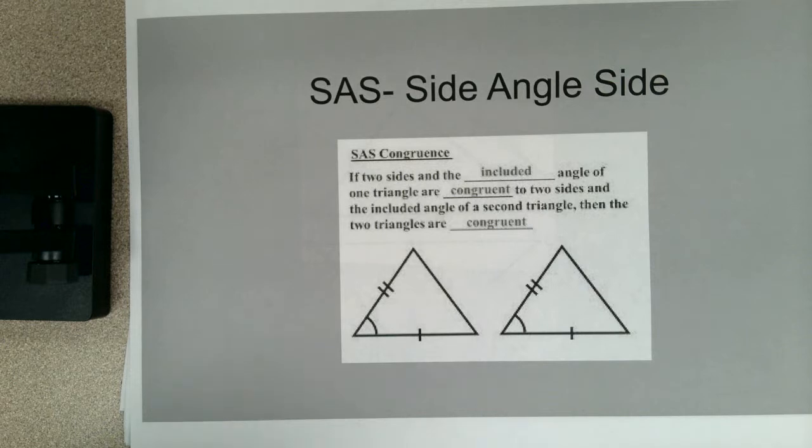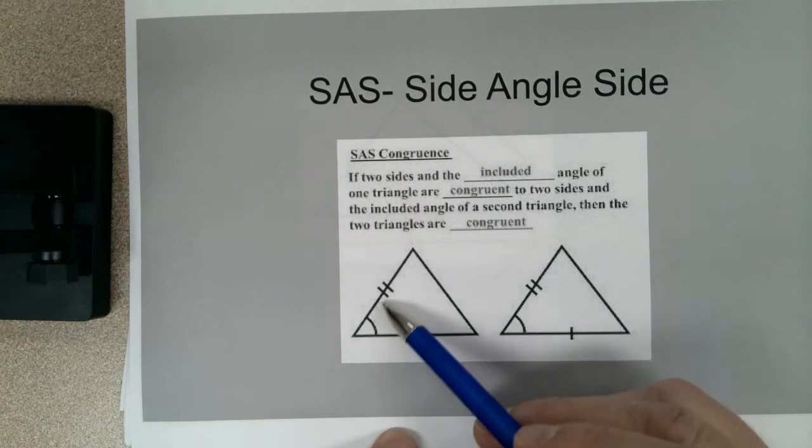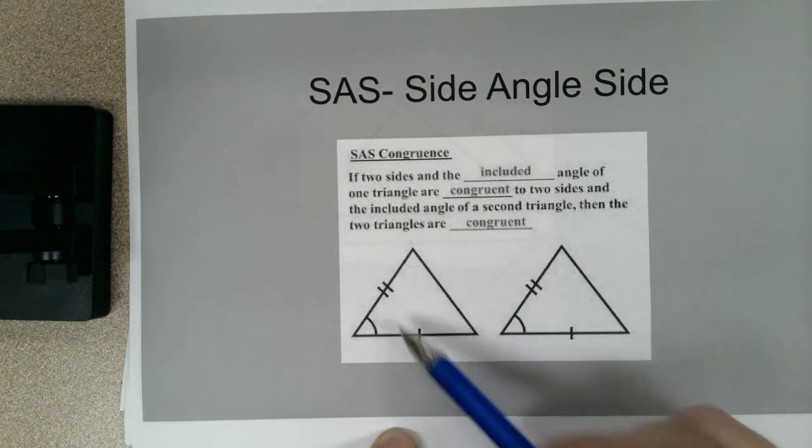Okay, let's go to the second way that we can prove triangles congruent, and that's called side angle side. Here's what side angle side says. It says if two sides and the included angle of one triangle are congruent to two sides and the included angle of a second triangle, then the two triangles are congruent. So key word here in this one is included. Important to know what that means. Included means it is between the two congruent sides.